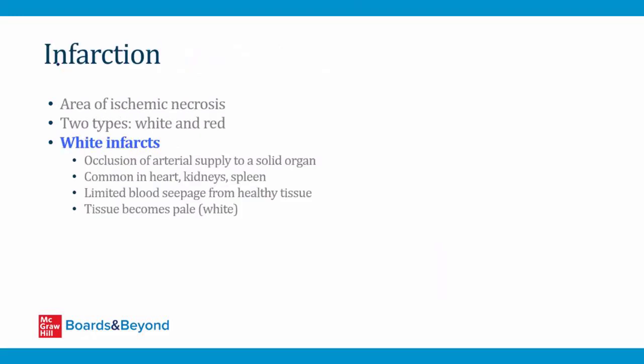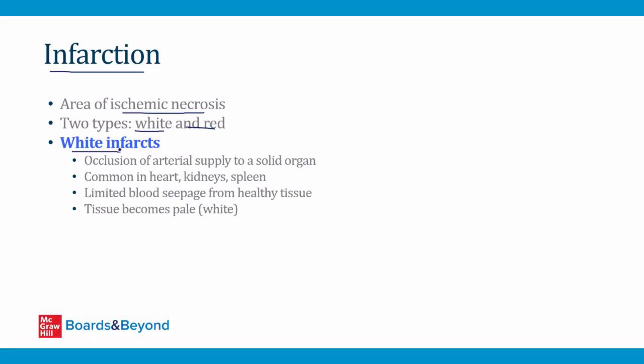So I'll finish this video by talking about infarction, which is a related topic to atherosclerosis. It's often a consequence of atherosclerotic plaques. So an infarction is an area of ischemic necrosis inside a tissue bed or an organ. And there are 2 major types, white and red infarcts. So let's talk about the white infarcts first.